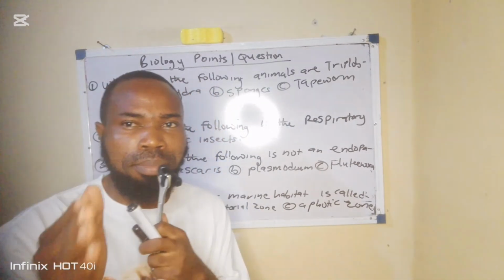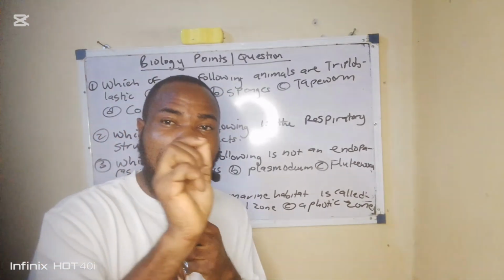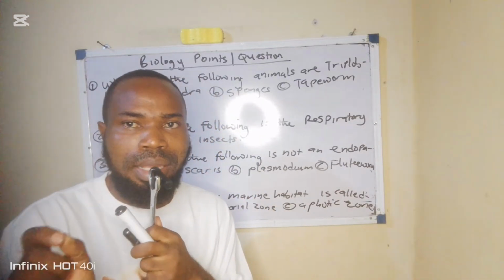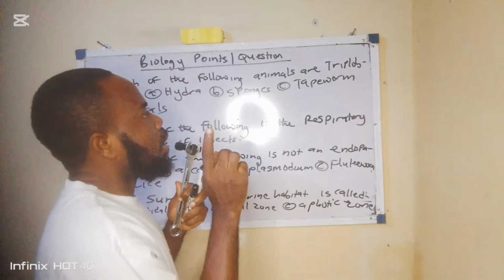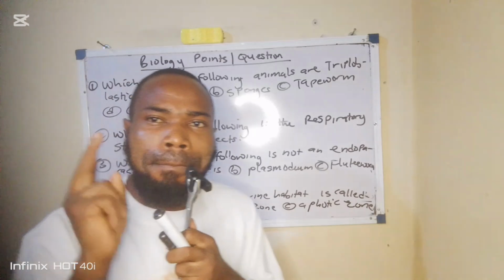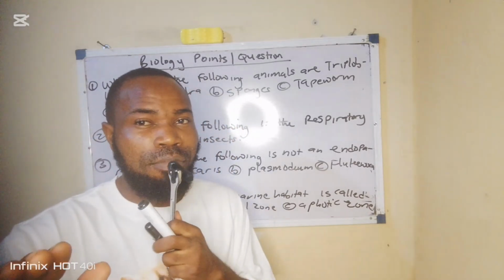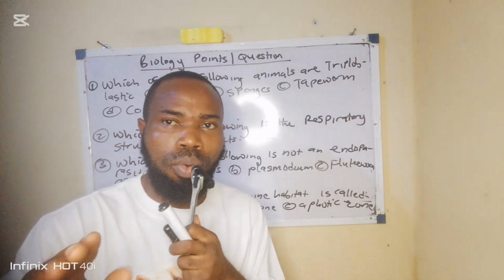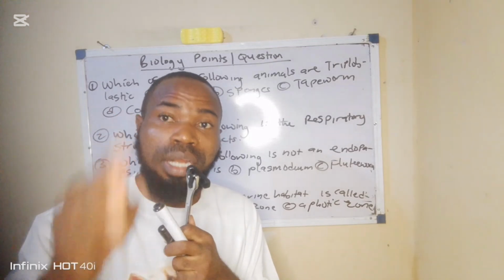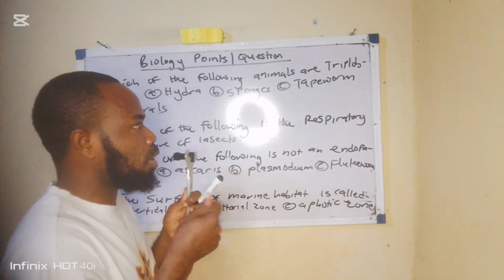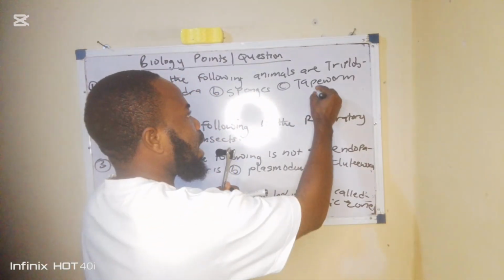Now, what are the major three body layers? We have the ectoderm, the mesoderm, and the endoderm. Now, there are some organisms that have two body layers. There are some that don't have body layers at all, or body cavity at all. For example, the coelenterates. When we talk about the coelenterates, I'm talking about organisms like the hydra.